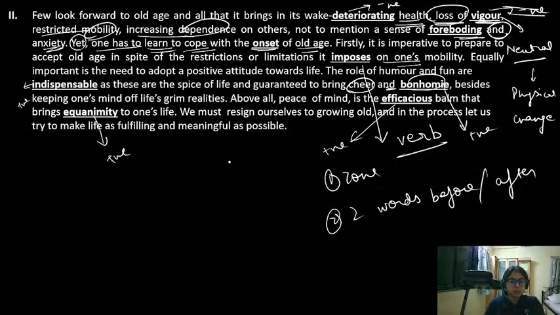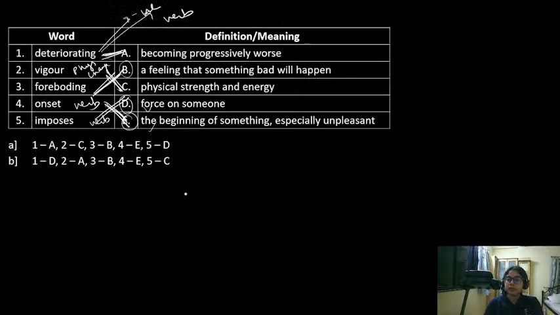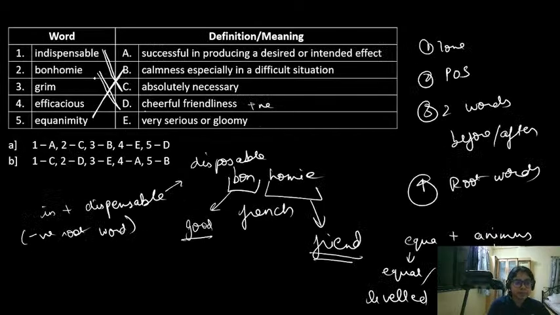ठीक है? Grim word, where was the word grim? Right here. Besides keeping one's mind off life's grim realities. So let's look for context here. The role of humor are important as these are the spice of life and guaranteed to bring cheer, besides keeping one's mind off life's grim reality. So they are saying हंसना जरूरी है, खुशी जरूरी है ताकि उन लोग का माइंड ऑफ रहे लाइफ की ग्रिम रियलिटी से. So this is obviously a negative word. Why else would they want their mind to not go in that direction? So grim is something negative.